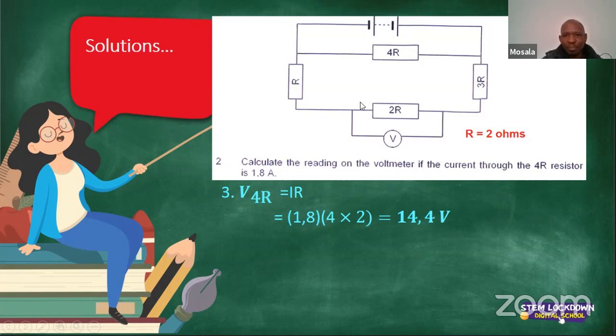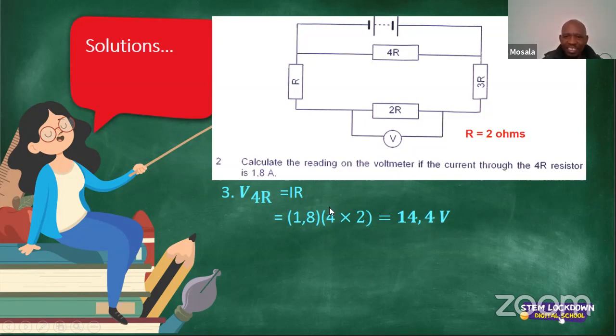So what does that mean? It simply means these resistors will have the same voltage, because they are in parallel. The 3R, the 2R, and the R are in parallel with the 4R. So they will have the same voltage as the 4R. So what is it that we know also? We know that the voltage in the 4R resistor will be 14,4. We have just calculated it.